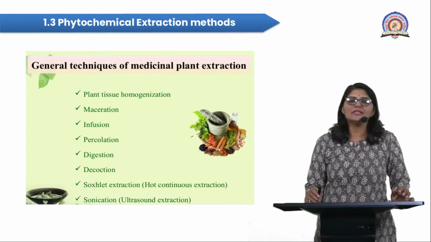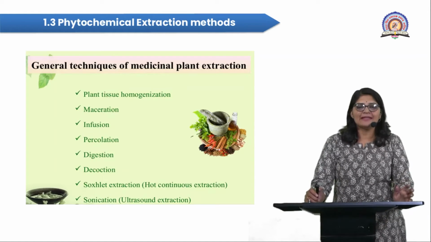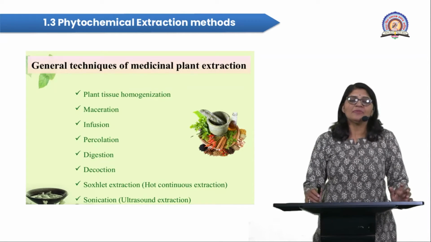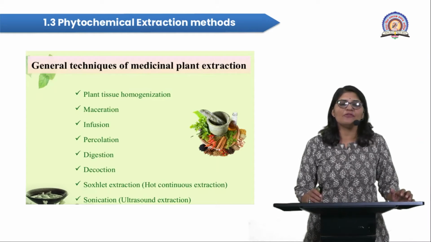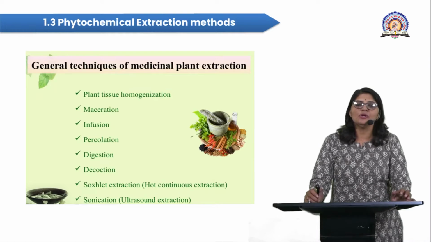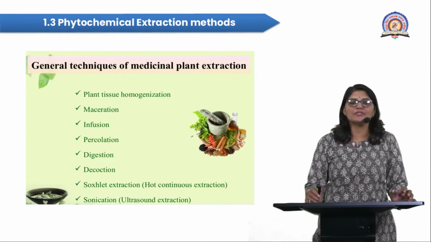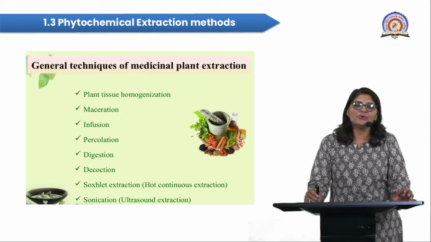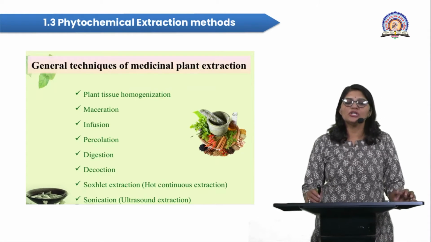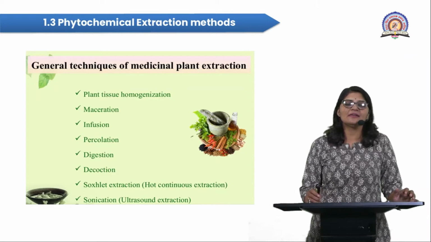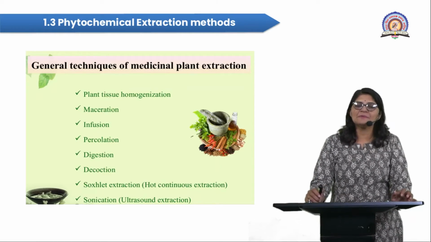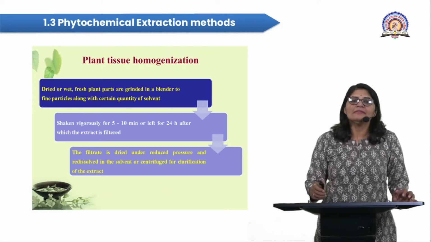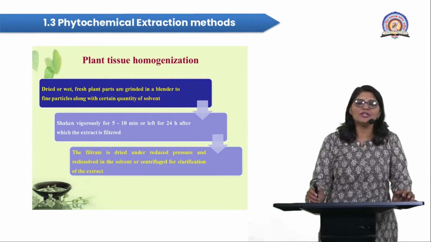Next I am focusing on the general techniques of phytochemical extraction, the general techniques of medicinal plant extraction. There are various techniques specifically used for the extraction of phytochemicals: plant tissue homogenization, maceration, infusion, percolation, digestion, decoction, Soxhlet extraction, which is a hot continuous extraction method, and sonication, which is the ultrasonication method. All these are techniques specifically used for medicinal plant extraction, the extraction of crude drugs from medicinal plants. Here I am focusing on plant tissue homogenization.